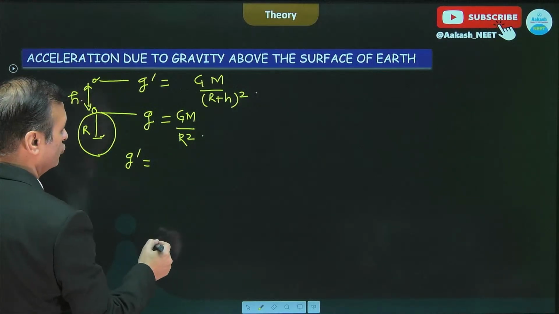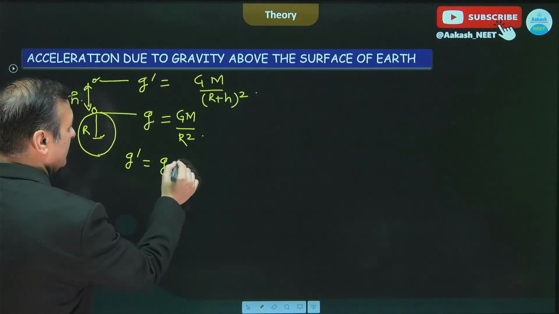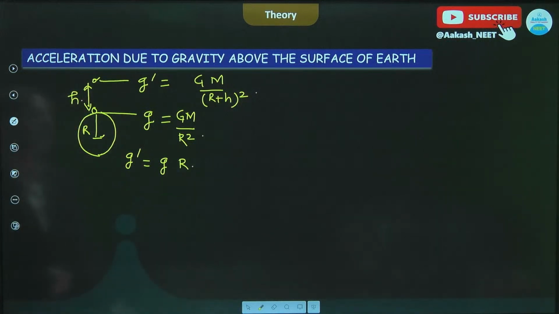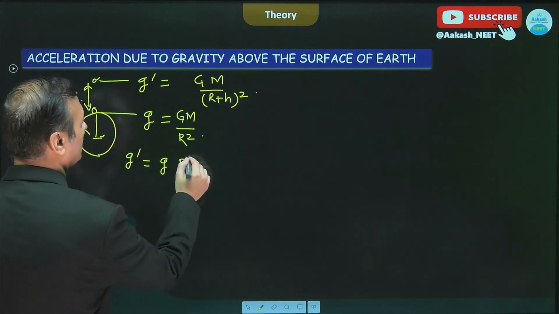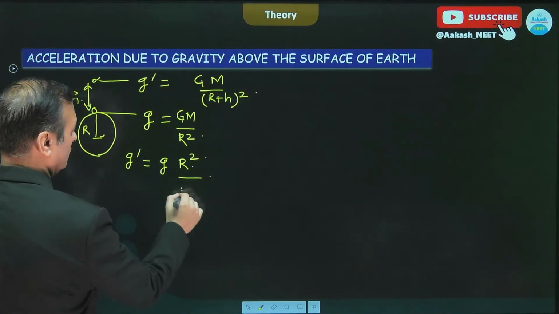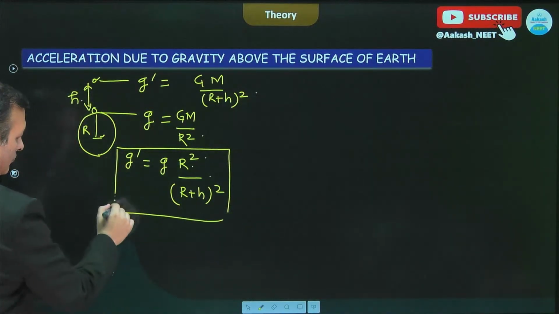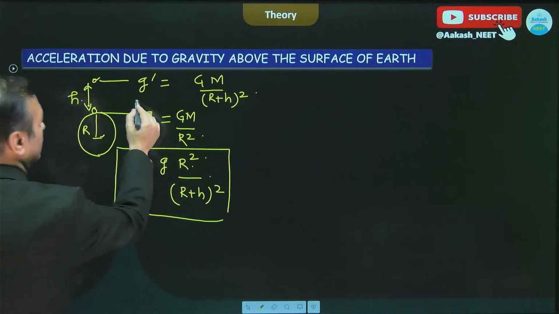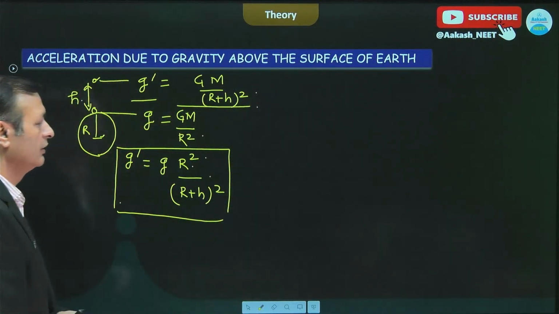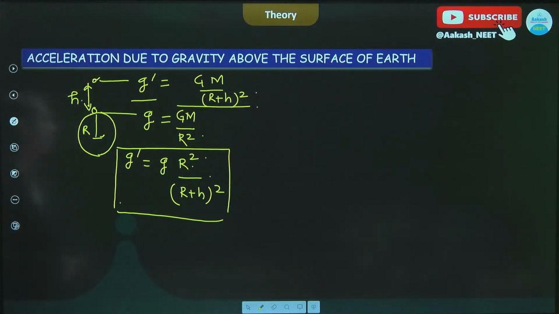And when you take the ratio of these two, so that g dash would be g times R square upon R plus h whole square. We are just taking the ratio of these two. Nothing more, nothing less. Got it? Now when is this expression to be used? We use this expression when your h is comparable to R.